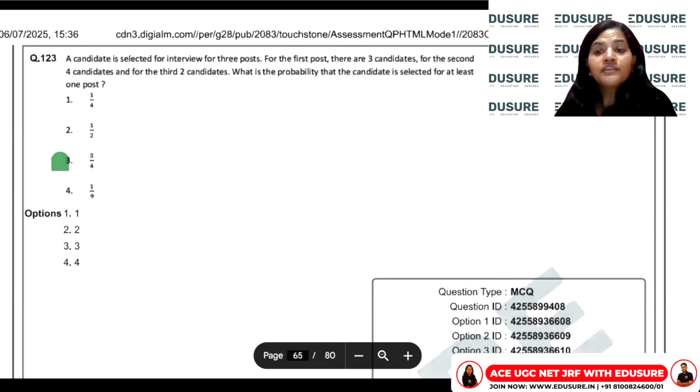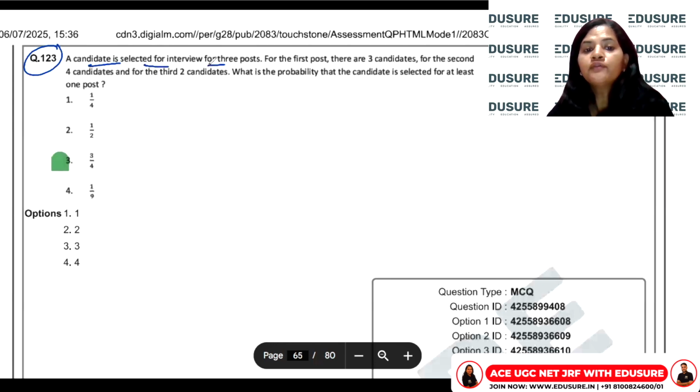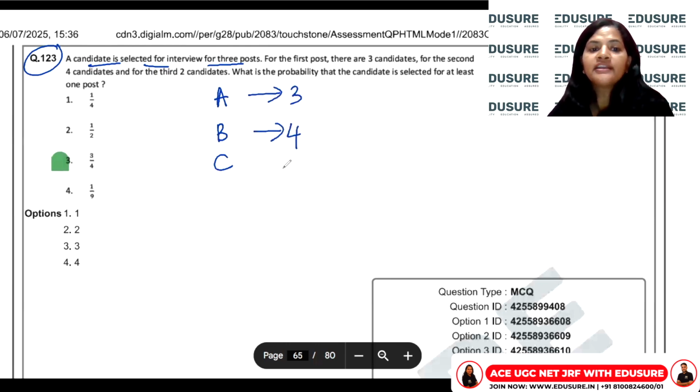Okay, so let us start with the first question, question number 123. A candidate is selected for interview for 3 posts. So suppose there is post A, post B, and post C. For the first post, there are 3 candidates. For the second post, there are 4 candidates. And for the third post, there are 2 candidates. What is the probability that the candidate is selected for at least one post?